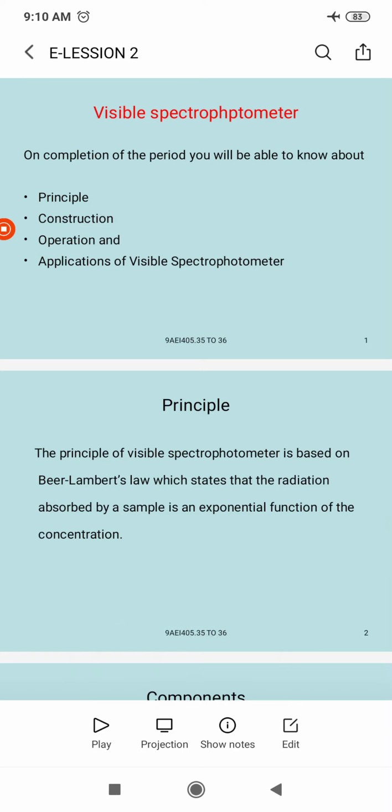Welcome to Visible Spectrophotometer lesson. On completion of this lesson, you will be able to know about the principle, construction and operation applications of visible spectrophotometer.